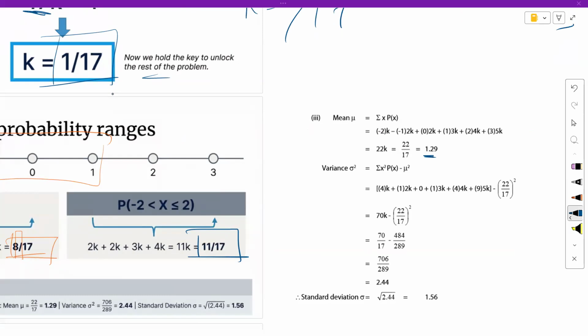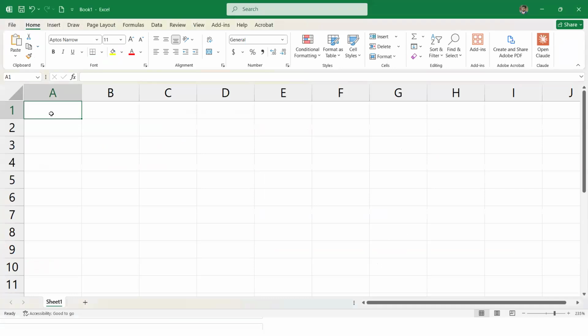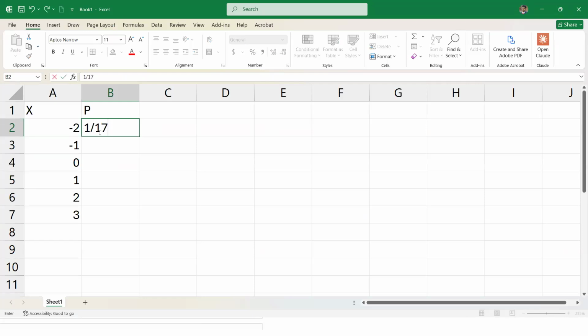I can share my screen. Here, for x and the probability P, we take -2, -1, 0, 1, 2, 3, and the probabilities 1 over 17, 1 over 17.